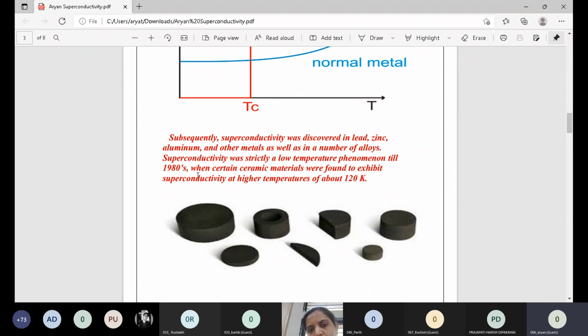Friends, you can notice certain types of ceramics are there. These are certain ceramics which are exhibiting their superconductivity at a temperature of 120 Kelvin.